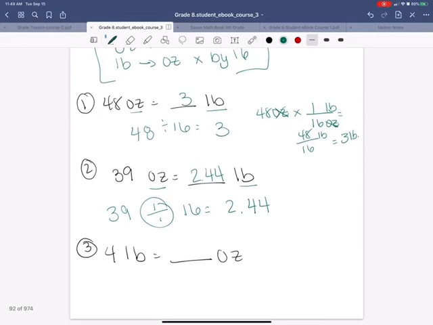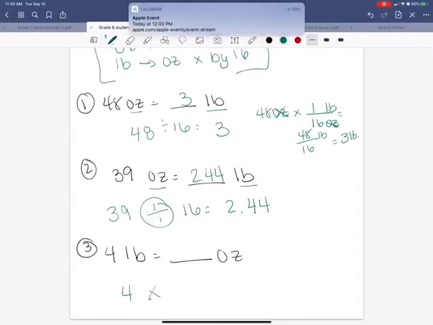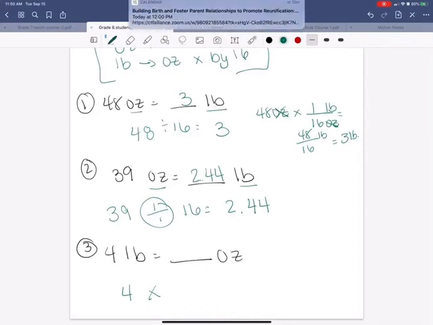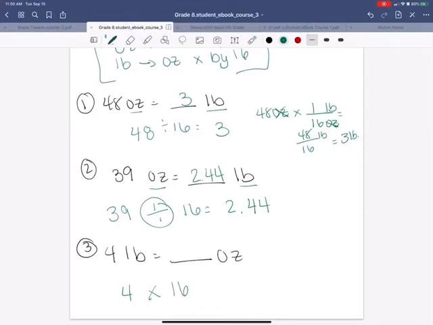And then last but not least, we have 4 pounds equals how many ounces? Again, that tells us that we should be multiplying. So we have our 4 pounds multiplied by 16. When we do that, we get 64 ounces. All right, and I apologize.